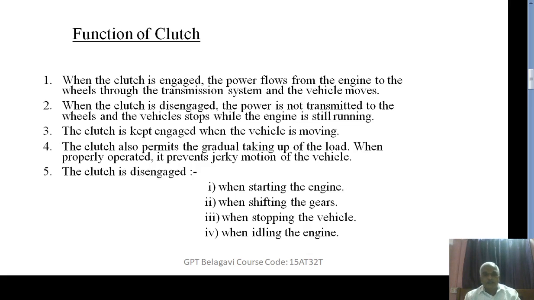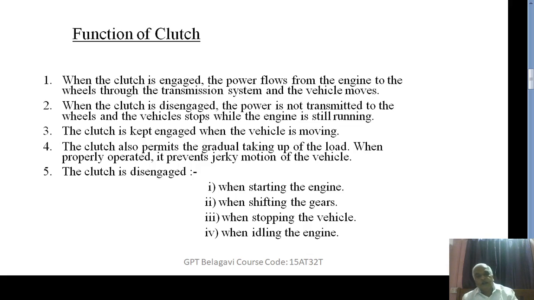When the clutch is disengaged, the power is not transmitted to the wheels. If you operate the clutch pedal, it disconnects the driven shaft from the driving shaft. If the driven shaft is disconnected from the driving shaft, then there is no power to the gearbox. If there is no power to the gearbox, then there is no power to the wheels. Therefore, the wheels are completely free from the engine power. The clutch transmits the power from the driving shaft to the driven shaft only when it is in engaged position. Once the clutch gets disengaged, it will cut off the power supply from engine to the gearbox, and then there is no power to the wheels.